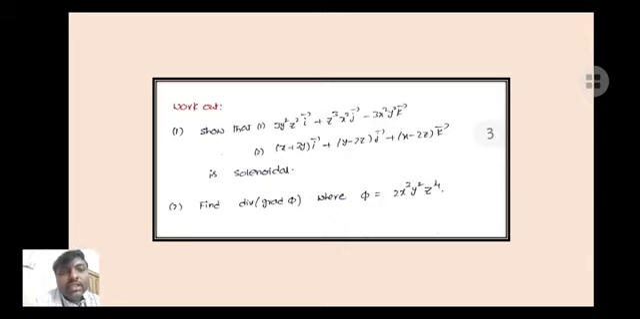Okay, today we discussed the divergence of a vector point function, how to calculate divergence, and what a solenoidal function is, along with different examples.